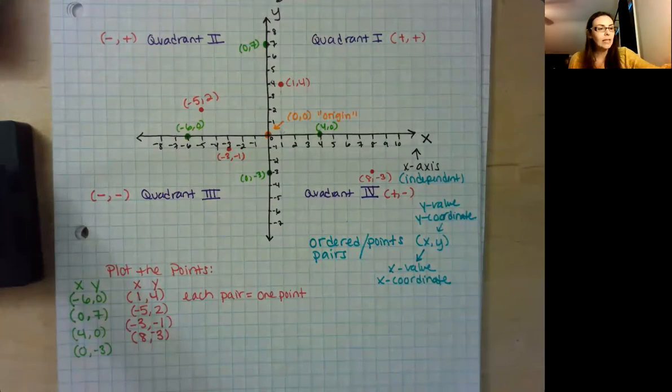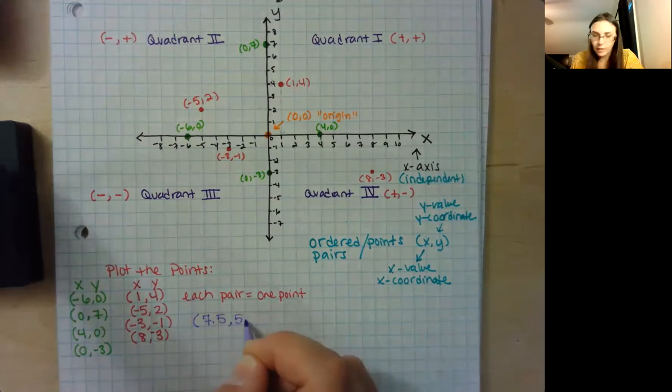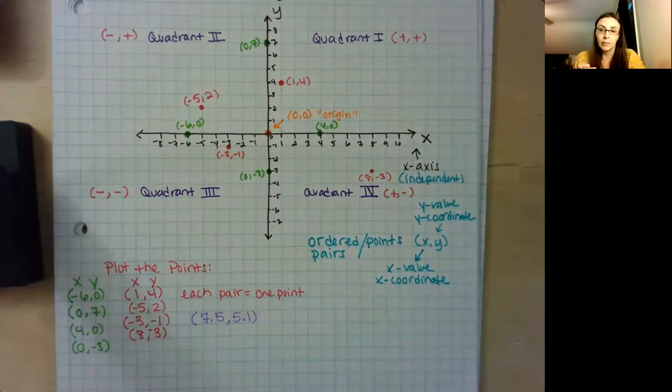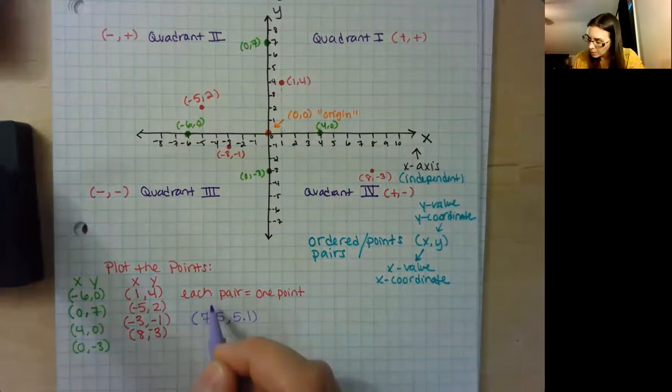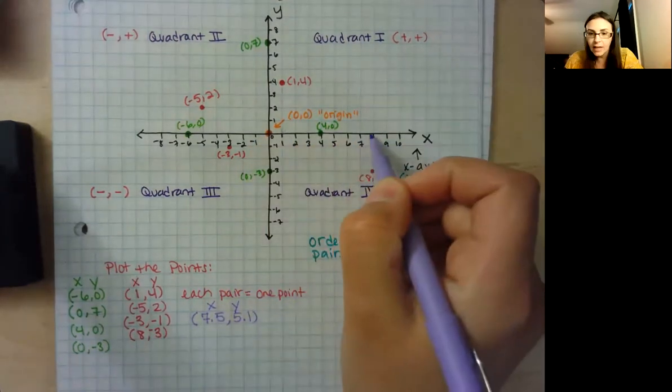All right, and let's just do a couple more. So what if you have something like a decimal, or what if you have something like a fraction? So maybe I have something like (7.5, 5.1), right? Now, if I'm graphing by hand, I'm just going to do my best to estimate. So my x value comes first, my y is second. So my x value is 7.5, so it's right in between the 7 and the 8.